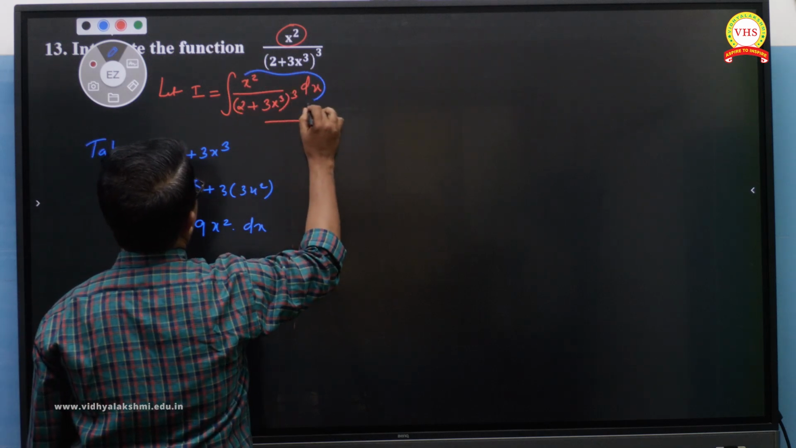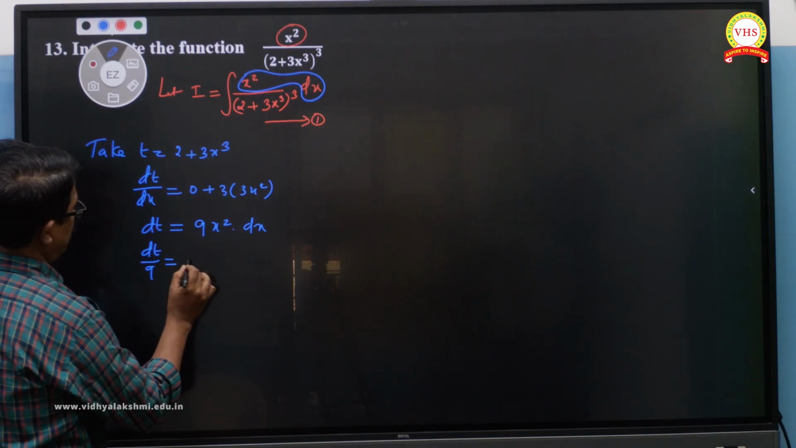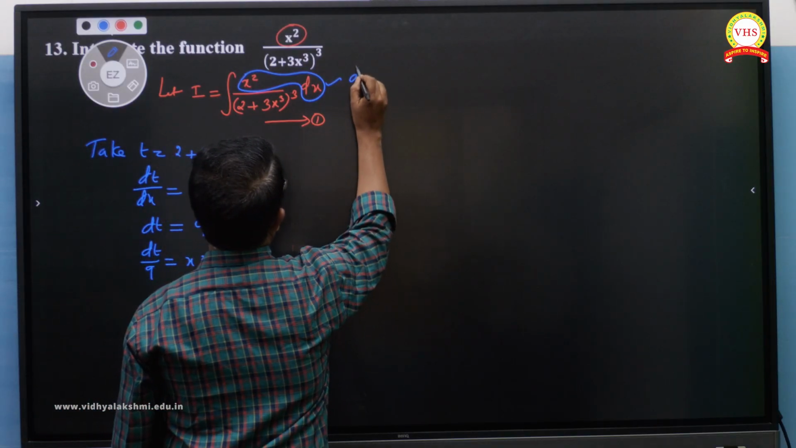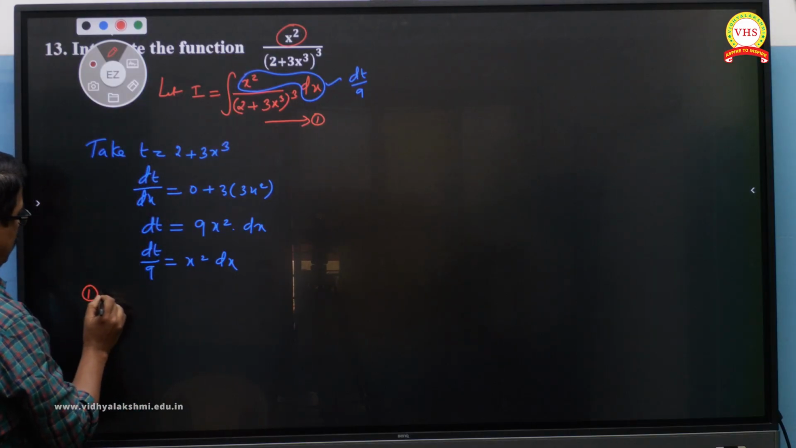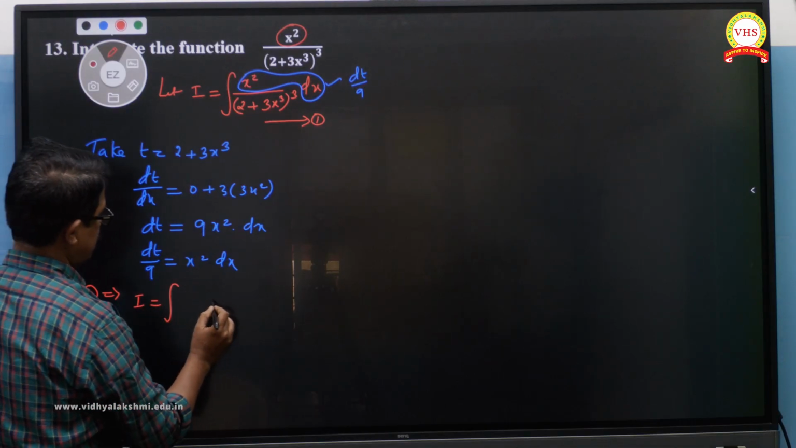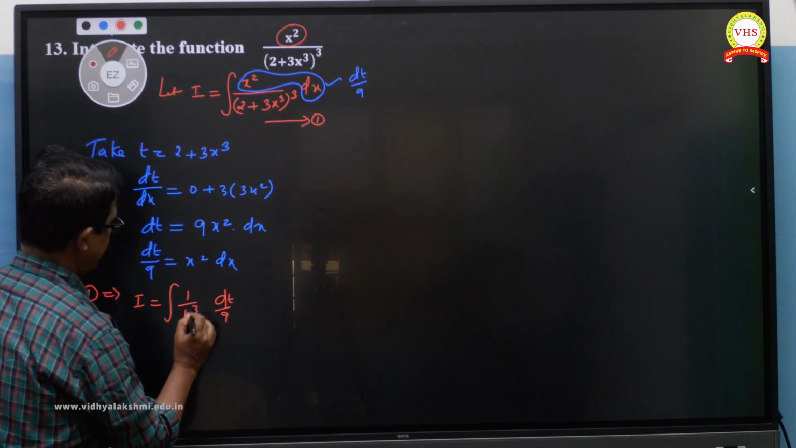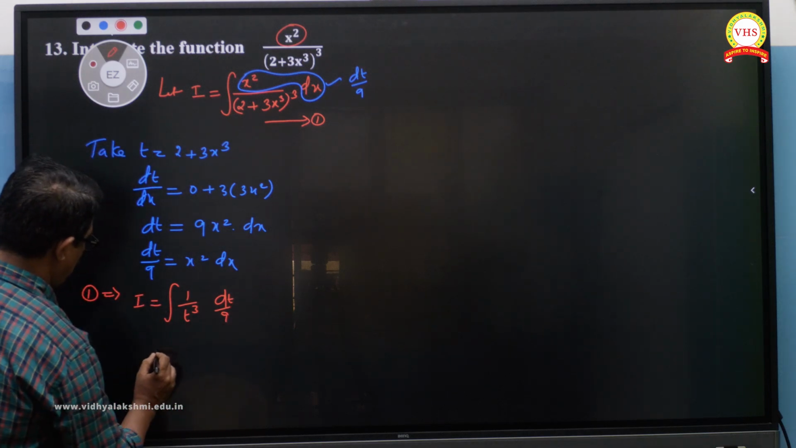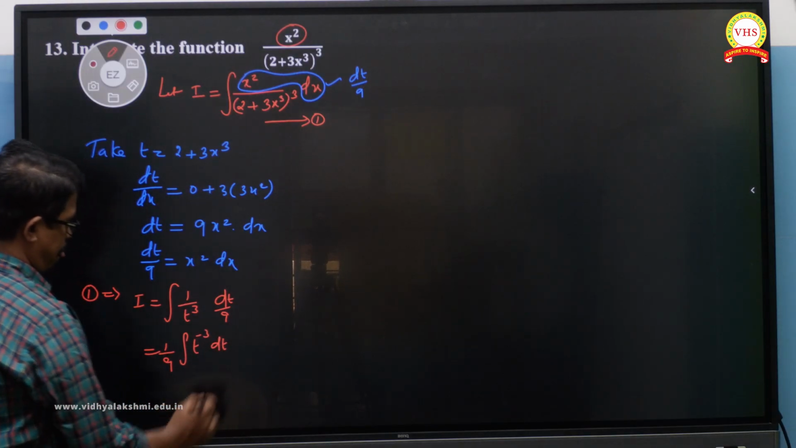Yes, look at the integration, only x square dx. That means dt by 9 equals x square into dx. Now equation 1 becomes, what is our equation 1? I equal to the integral of x square dx as dt by 9, and the denominator is 1 by t cube, because t is 2 plus 3x cube. Now this is equal to 1 by 9, taken outside, t to the power of minus 3 into dt.